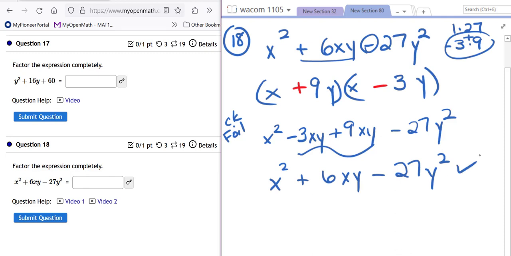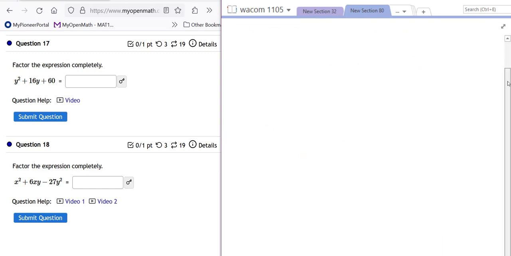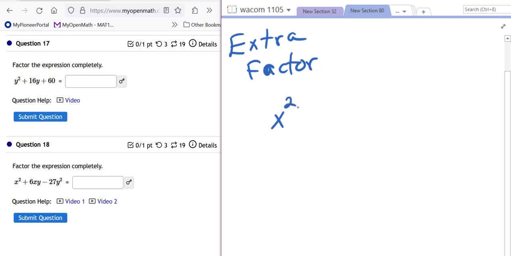I'm going to make you up one really quick that is not in your software, or if there is one, I didn't catch it as we went. All right, so this is an extra problem. It is going to say factor, and it is x squared plus 8x plus 5. All right, so it looks perfectly normal.